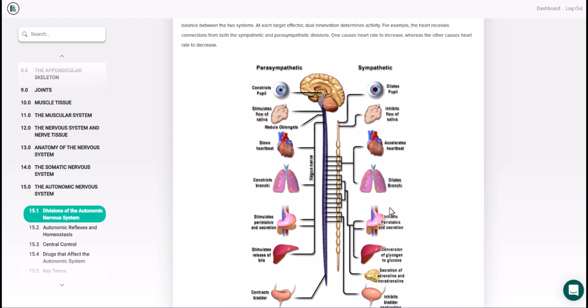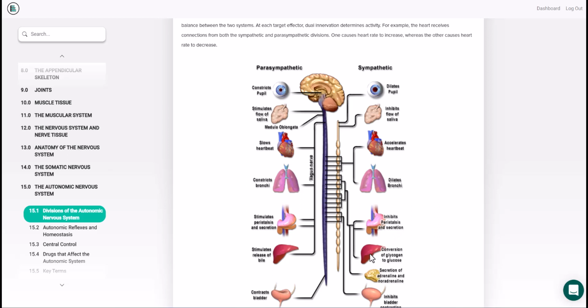So in the sympathetic nervous system, you're going to inhibit peristalsis. Peristalsis is the rhythmic contraction of your stomach and intestines. You're also going to decrease gastric secretions overall. So digestion just simply is not a priority during sympathetic moments.